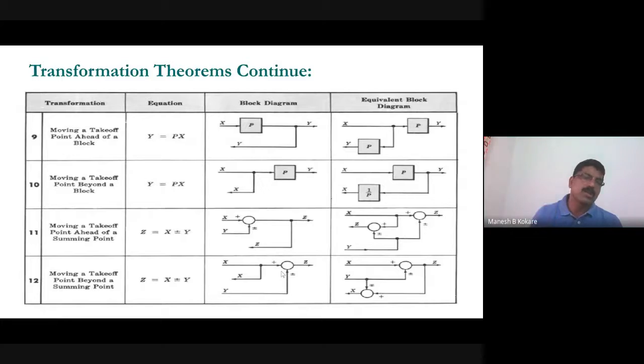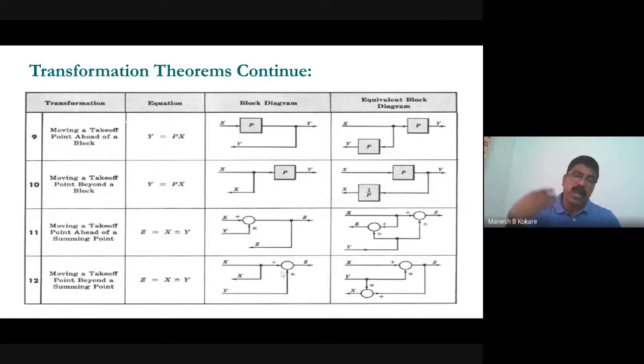And so either we have to combine two blocks which are connected in series, or the blocks which are connected in parallel, or the blocks which are connected in loop, or we have to shift the summing point ahead of the block, or we have to shift the summing point behind the block, or we have to shift the takeoff point ahead of the block, or we have to shift that takeoff point beyond the block, or move a takeoff point ahead of the summing point, or beyond the summing point, and so on. So we have studied all those rules.